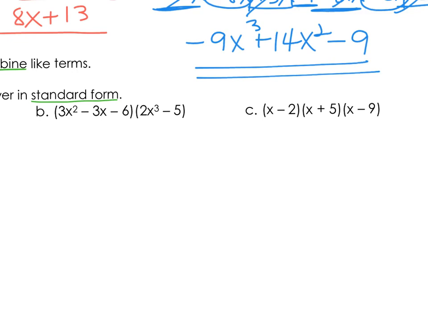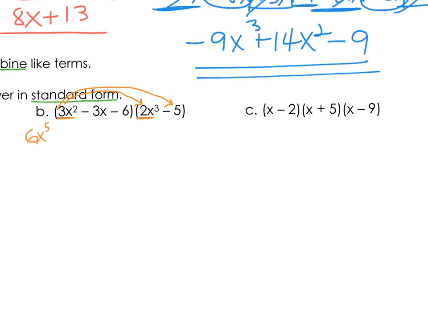Our next example, we have 3x squared minus 3x minus 6 times 2x to the third minus 5. What we're going to do here is take the first term in the first polynomial and multiply it to both terms in the second polynomial. 3x squared times 2x cubed, 3 times 2 is 6, and x squared times x to the third, when we multiply like bases, we'll add exponents to get x to the fifth.